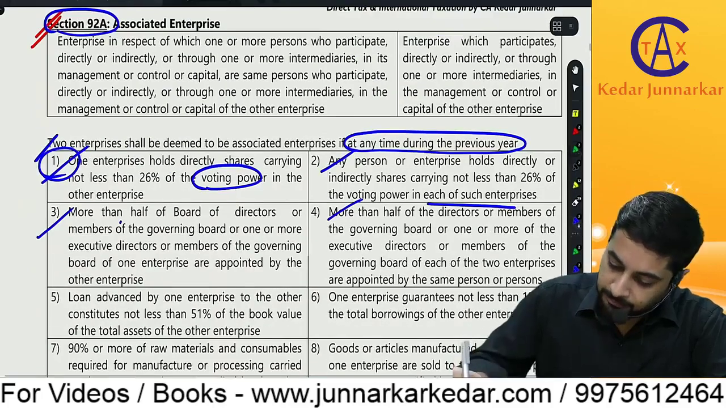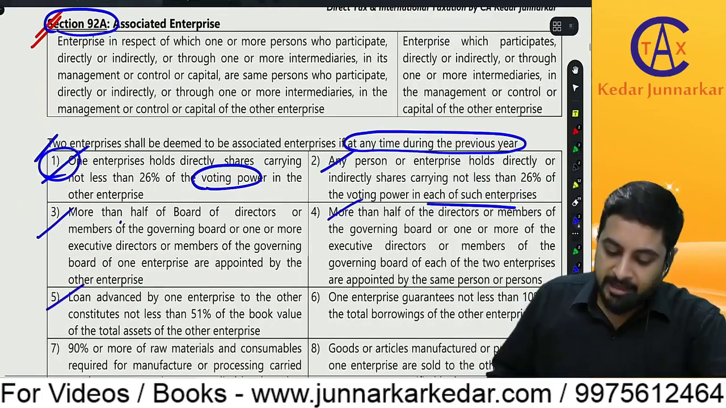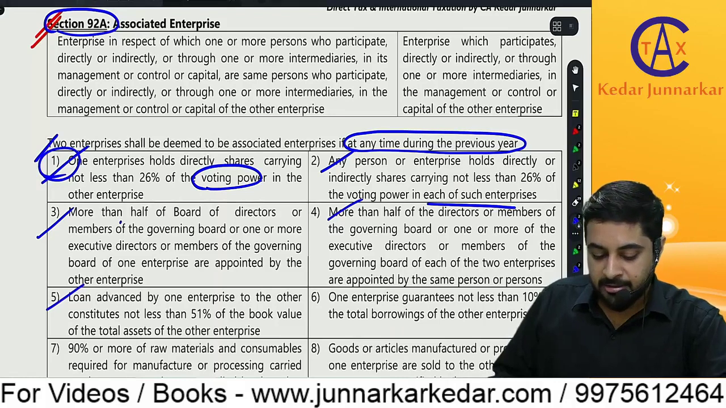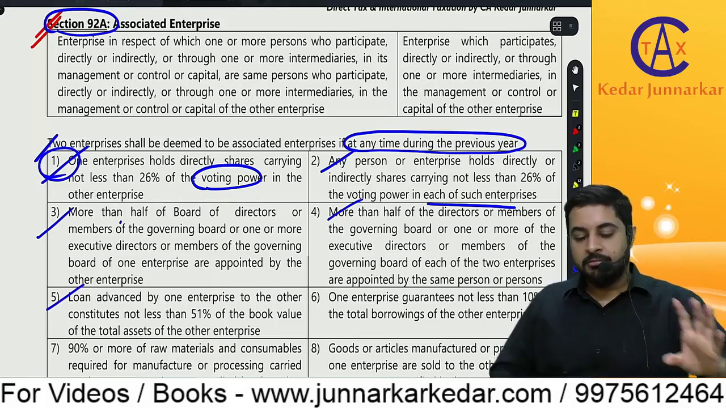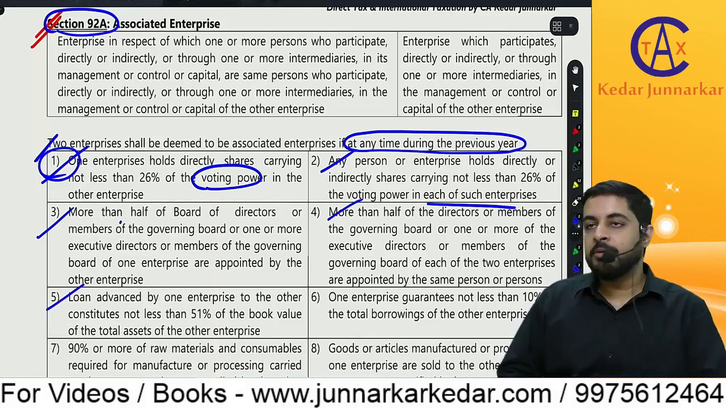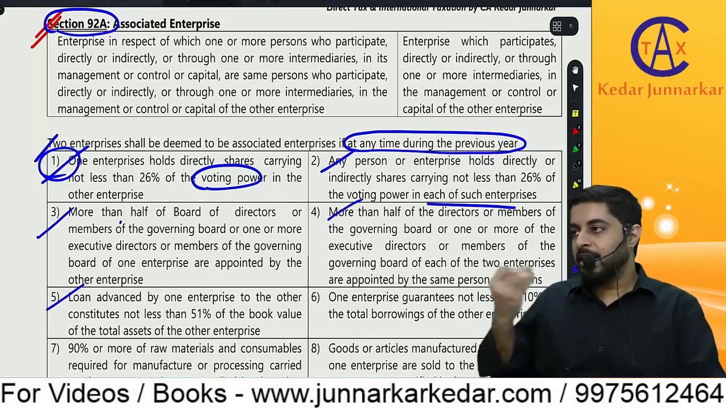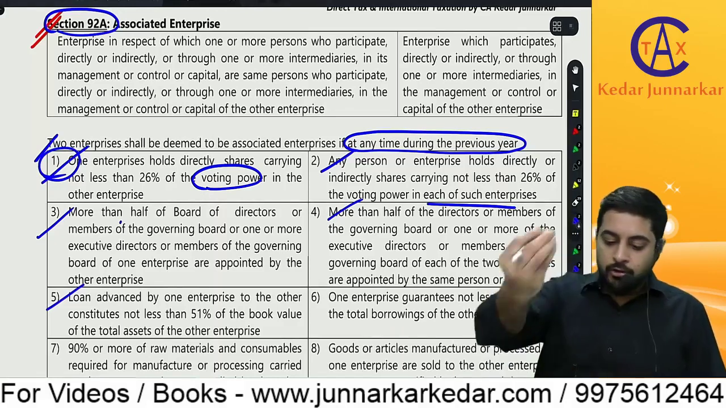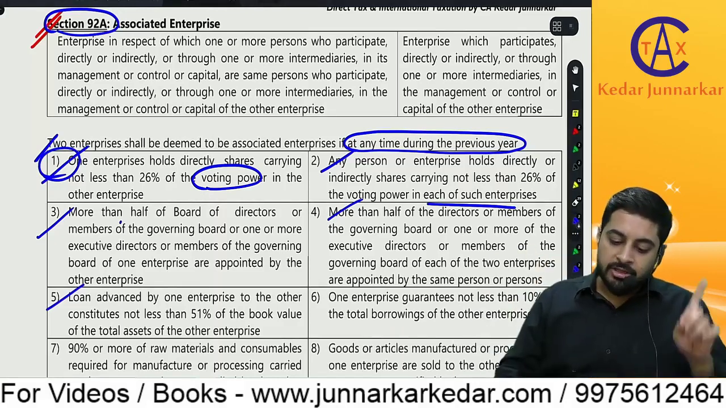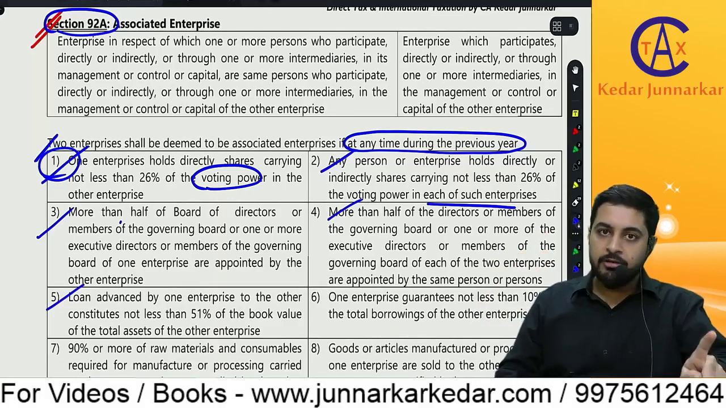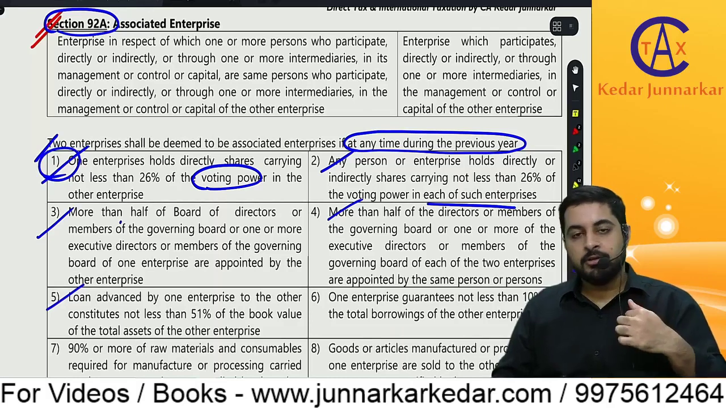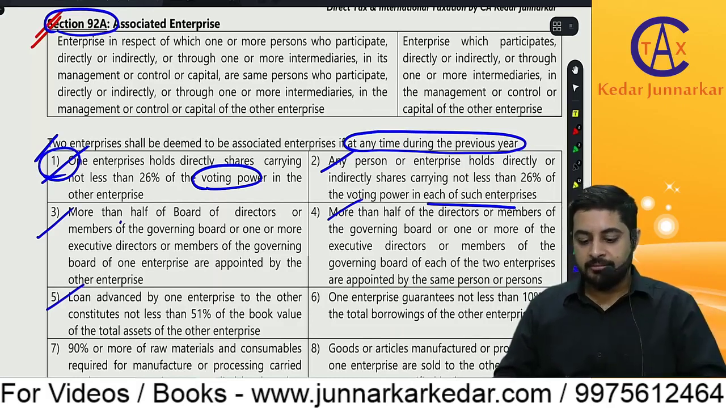Then fifth, loan advanced by one enterprise to the other constitutes not less than 51% of the book value of total assets of the other enterprise. So here, shares are not held. One company is not holding shares or not appointing half of the directors or one or more ED, but has given a loan. If I give you a loan and that loan is not less than 51% of the book value of assets of the other enterprise, the borrower, then in that case the lender and borrower are related.